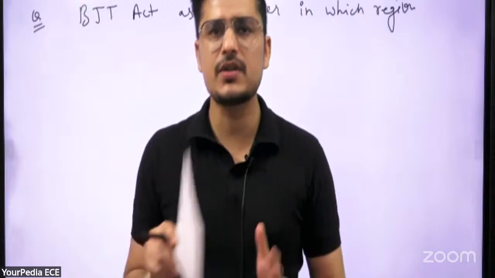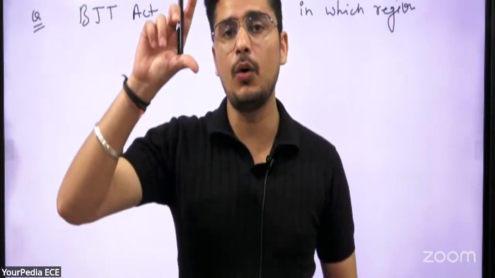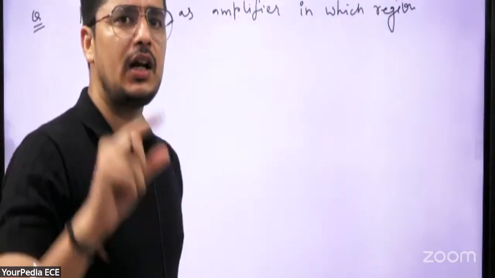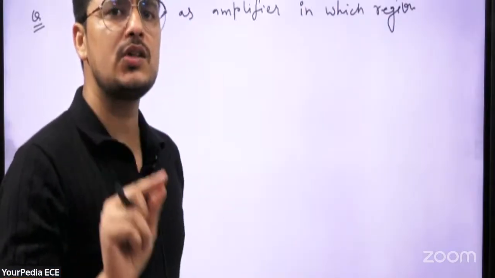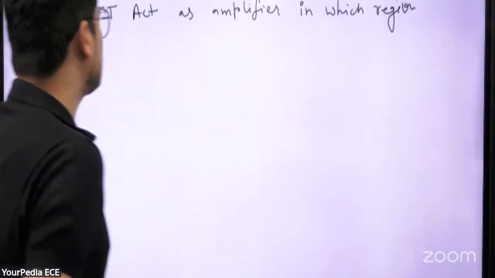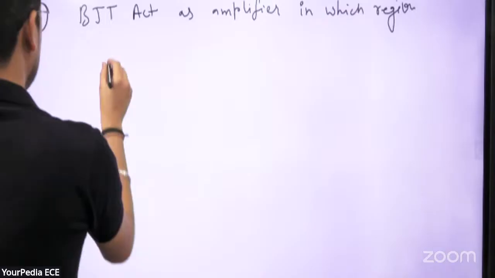When you are using the transistor in the saturation region, it will work as an on switch, right? Remember that. In the saturation region, the transistor will work as an on switch. In the cutoff region, the transistor will work as an off switch. And in the active region, the transistor will work like an amplifier. So what will be the answer? I'm getting these three options from the students.